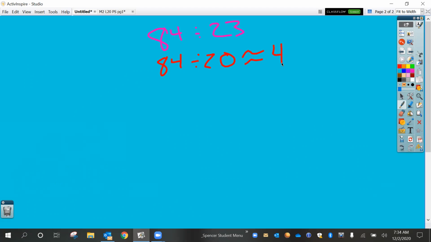Okay, well, let's set it up now and solve for the actual answer. 84 goes inside the den. It's the dividend. The divisor, the actual divisor, goes on the outside. And we are going to try 4. Interesting. I wonder if anybody sees it yet. If you do, you might be yelling at your screen right now.